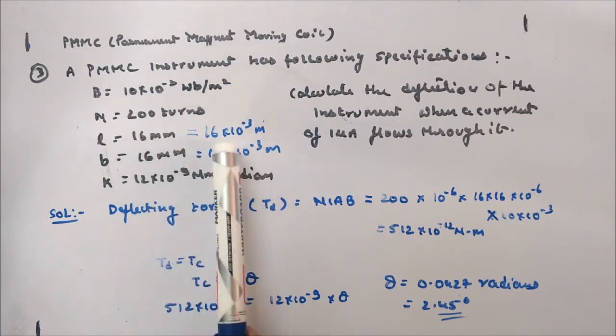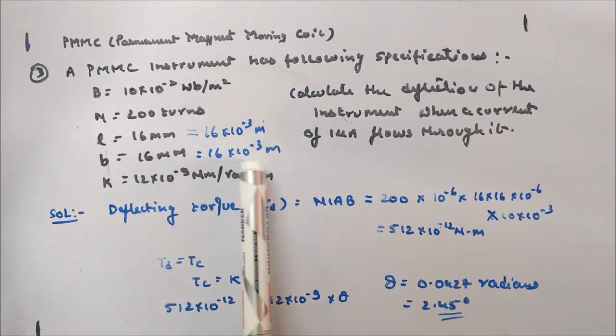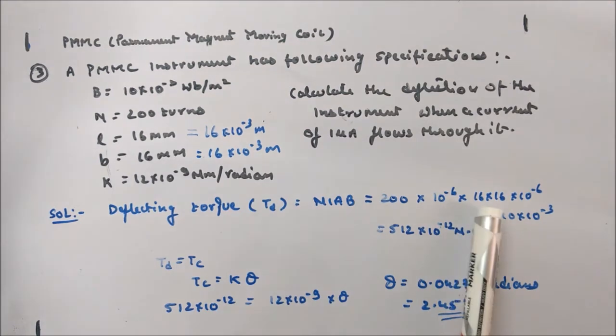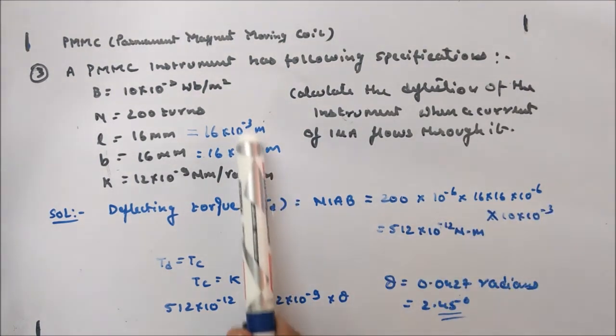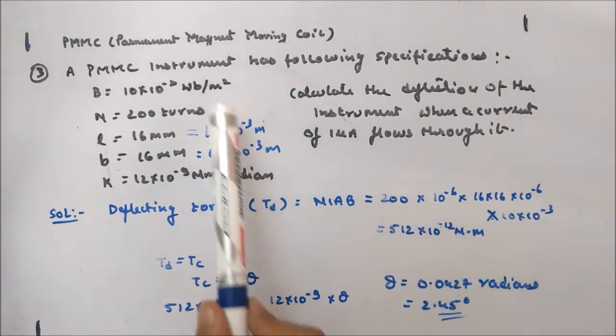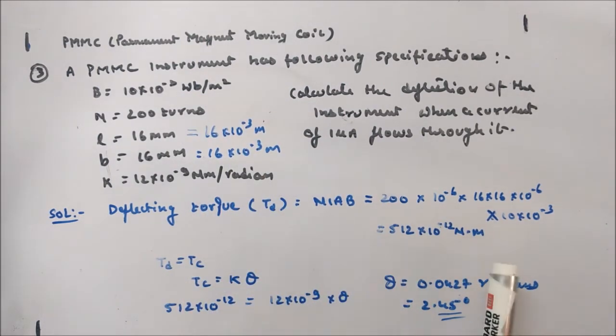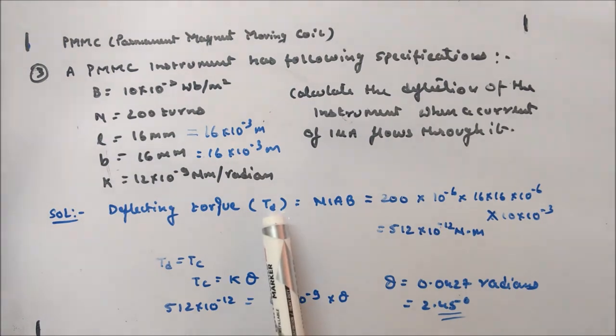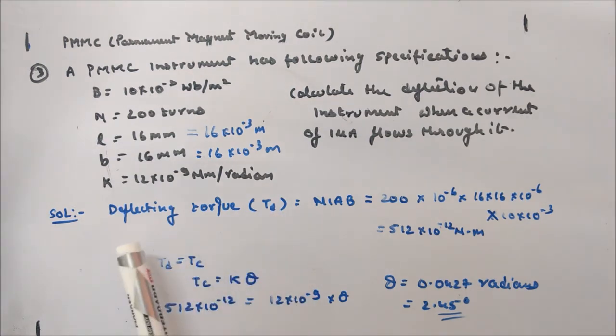That is why it is 16 into 10 to the power minus 3 meter, 16 into 10 to the power minus 3 meter. So 16 into 16 into 10 to the power minus 6. Okay, then B is your 10 into 10 to the power minus 3, that is in meter. So this will come out to be 512 into 10 to the power minus 12 Newton meter. That is your deflecting torque. Now this will be equal to your controlling torque at equilibrium.